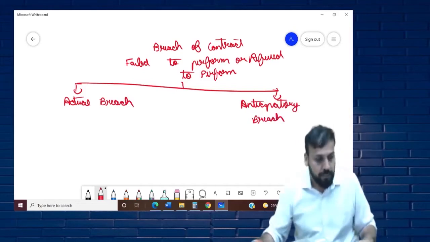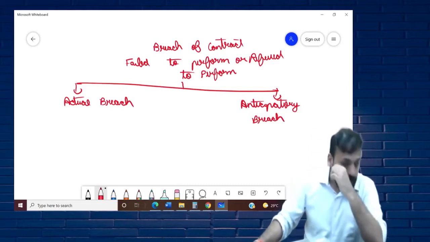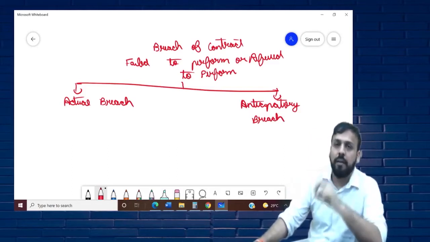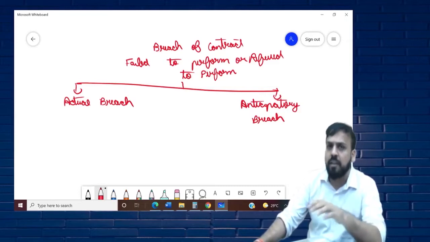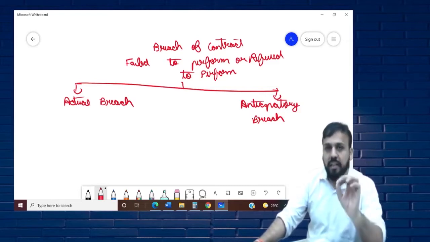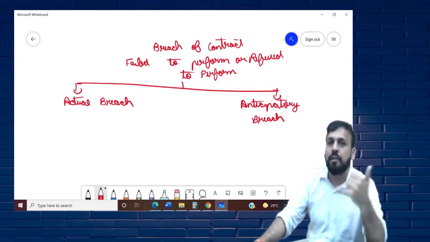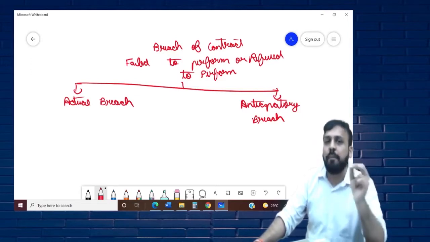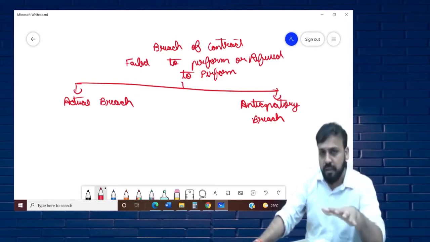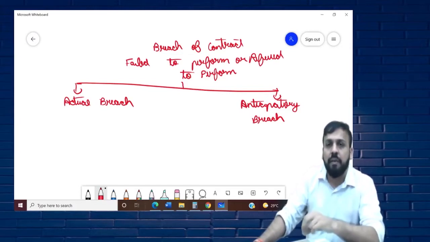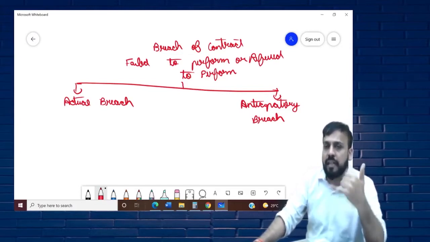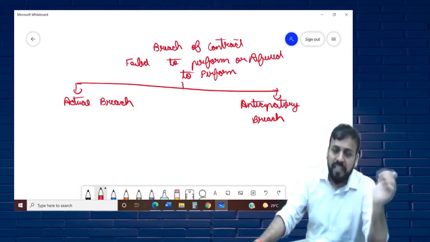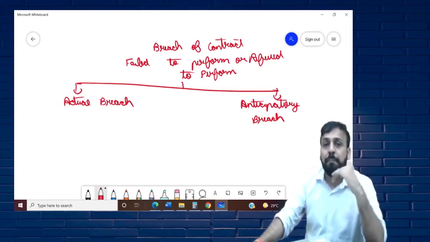So what are these two types? See, for example, a painter is appointed and he will come on 10th November to paint the whole office. On 10th November, he does not come, or on 10th November he calls and says, I will not come. When the due date arrives and on that day he denies performance, it is actual breach. He promised that he will come on 10th November. On 1st November, he called and said, sorry, I am unable to come. On 1st November, in advance, he is telling, that is anticipatory breach.